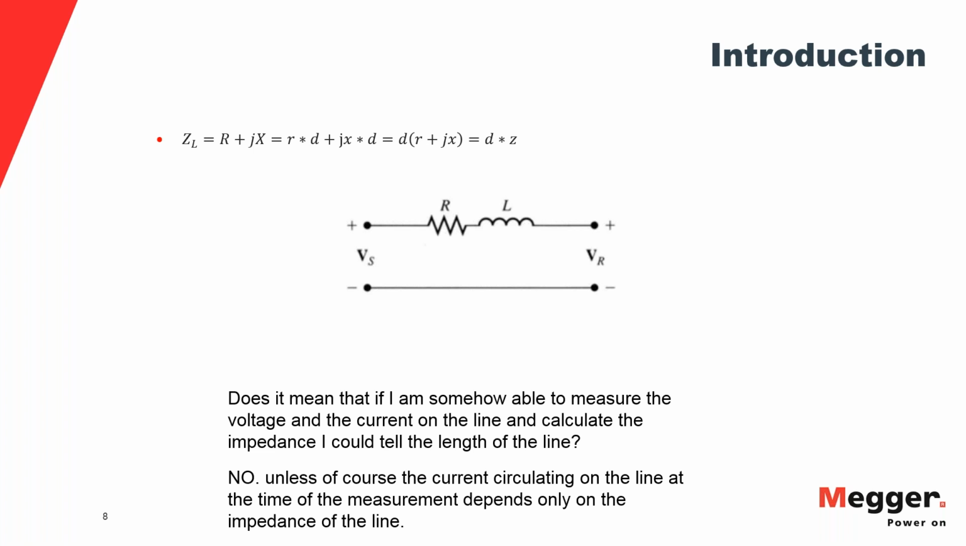Not quite. It depends, of course, on the fact that the current circulating on the line at the time of the measurement depends only on the impedance on the line. And when is it that that happens on the system? Well, it happens when you have a fault, because if you have the line and the power that it's circulating through the line, then the apparent impedance that you measure on that line is going to be more related to the power circulating through the line than to the impedance of the line.